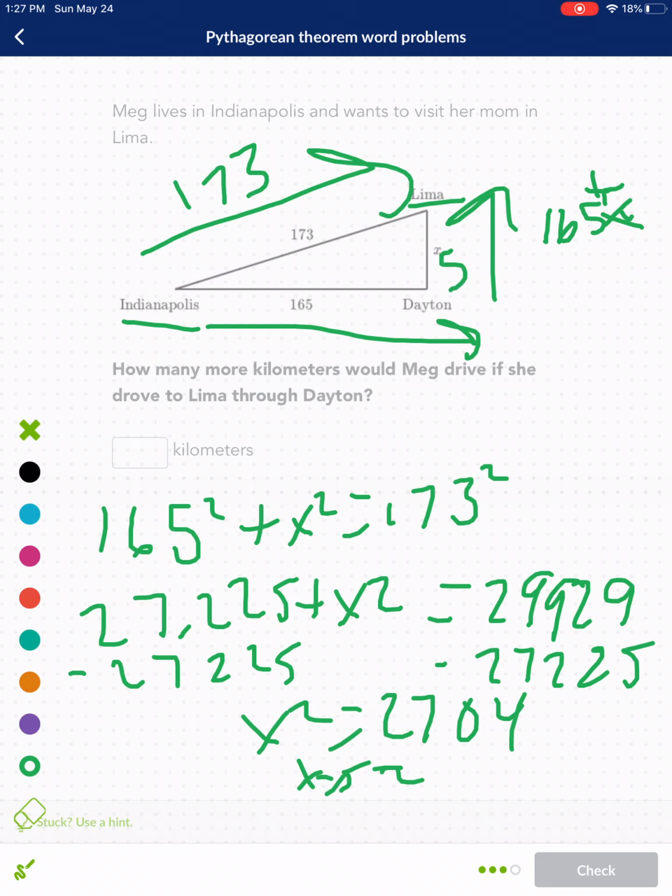So we know this is 52, but that's not what it's asking. It's asking how many more. So flashback to elementary school, that means to subtract. So that 165 plus X, which we now know is 52, gives us 217. So now I'm going to subtract 217 minus 173 to get my final answer of how many more kilometers it would take, and it would take 44 more kilometers.